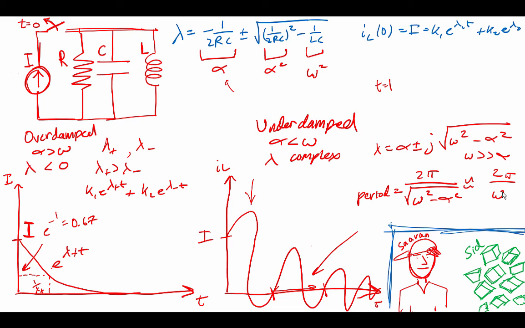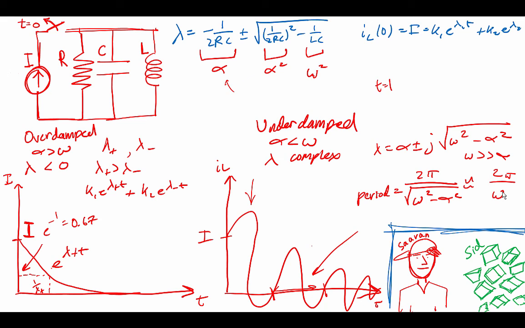So what's a good way of making sure that omega is much bigger than alpha? Like if you had to choose between R, C and L. Well, we know that omega is 1 over root LC and alpha is 1 over 2RC. So if you have a large resistance term, alpha will generally be smaller, and therefore omega will dominate. Cool. That makes sense. So if you ever want oscillatory behavior, just put a large resistance.